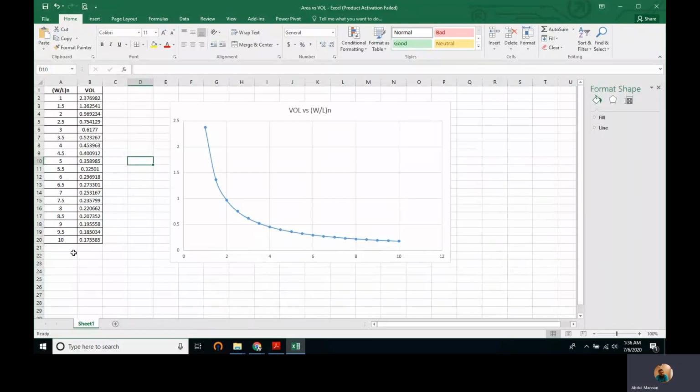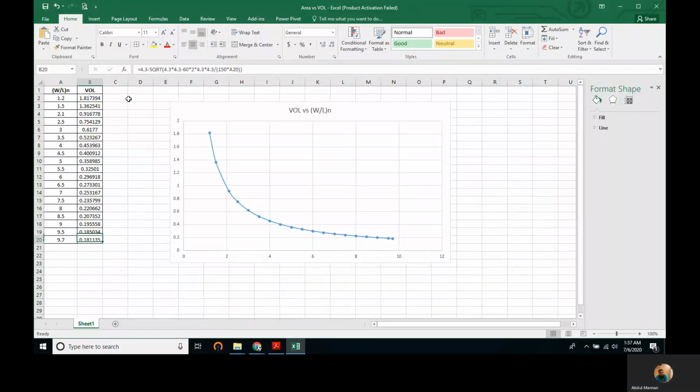You can put different values. For example, you can put a value maybe 9.5, maybe 9.7, so you get a different value of VOL. You can try maybe 1.2, you get a different VOL. Maybe you got 2.1. So you can try. You can go ahead and try even larger values of aspect ratio, and you'll see this VOL will keep on decreasing. But this is the cost. This greater aspect ratio is the cost that we have to pay.